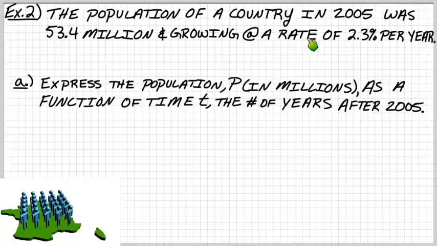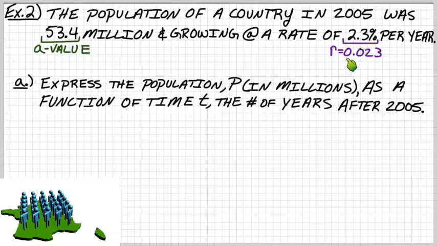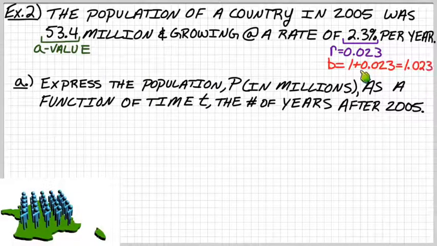So we need to identify what these numbers represent. For starters, 53.4 million, that's our A value, right? That's our starting value. That one's easy to point out. And then 2.3%, if it's growing at 2.3%, that means our R is positive 0.023 as a decimal. So that's our growth rate. So in our growth factor that we're going to multiply by, our B value, well, that's 1 plus R. So 1.023. That's what we're going to multiply by every year.